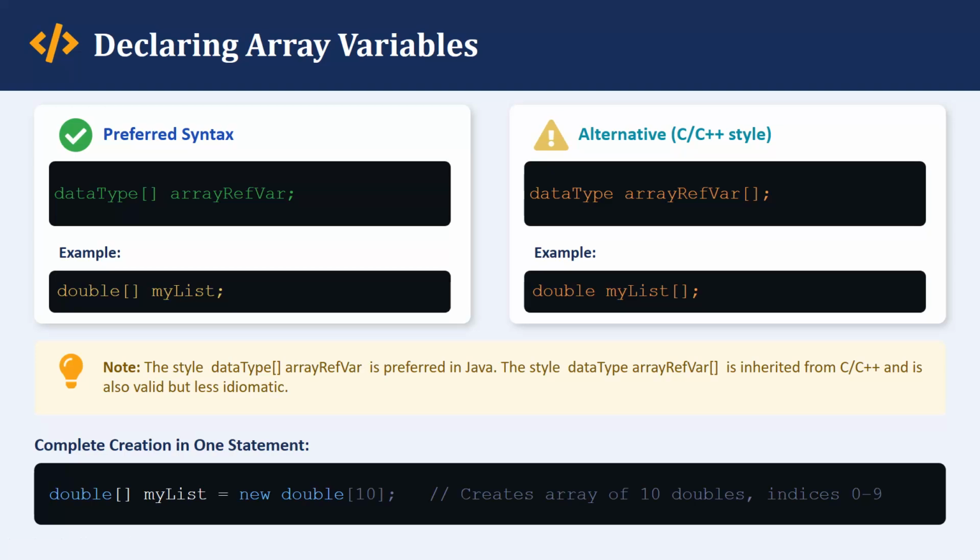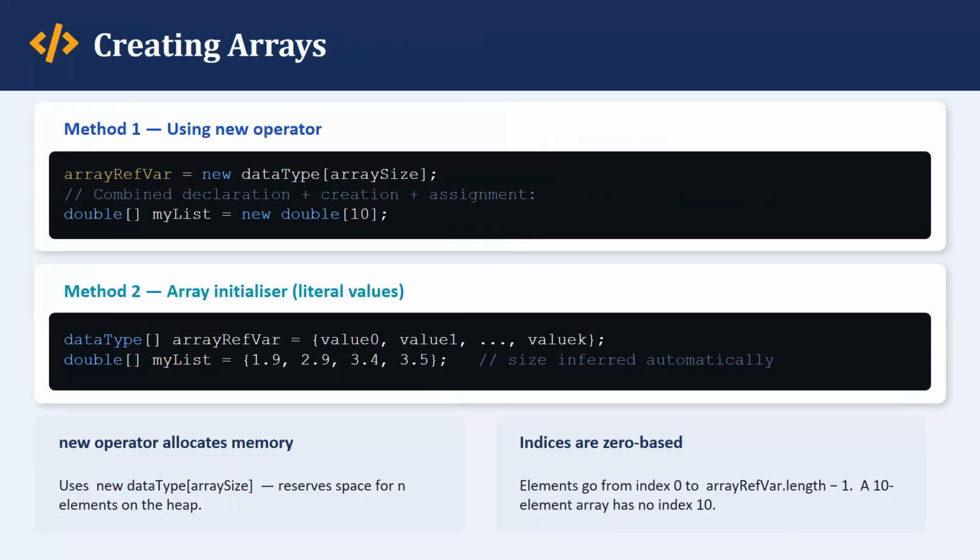So complete creation in one statement. You can say double my list equals to new double. Then you can give the number of indices that or array values that you want to declare. So this one creates an array of 10 doubles, indices 0 to 9. Then we have creating arrays, method 1, using new operator. So you can say array reference variables equals to new data type, then array size. So this one is used to combine a declaration plus the creation.